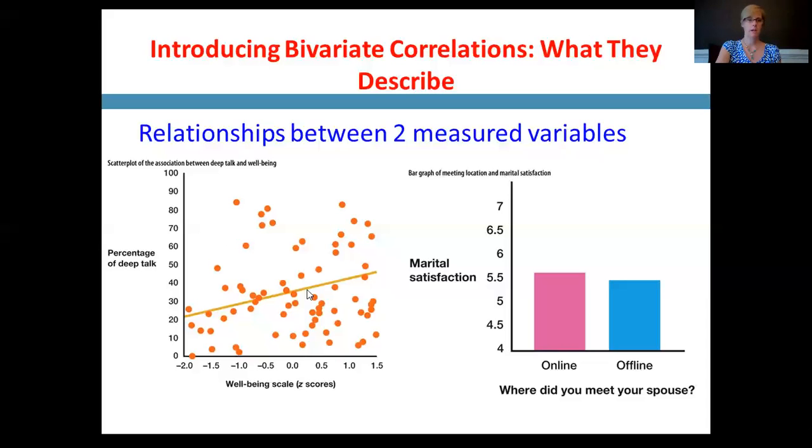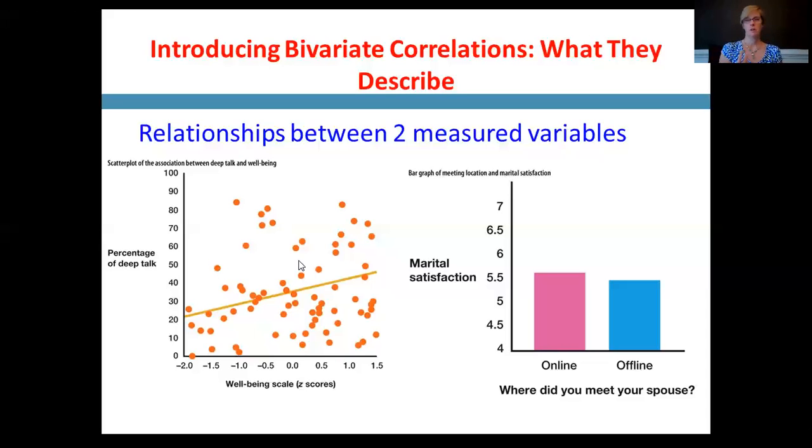So here on the left, we have a well-being scale, okay, that can vary. We also have percentage of time that you're in deep conversation. So these are things that can vary along a continuum, and that means every dot here is a person, one of our participants in the study that we collected data from. And we're going to put that dot where the coordinates for the score of their percentage of deep talk and their score on the well-being scale are. Okay, so each person here.